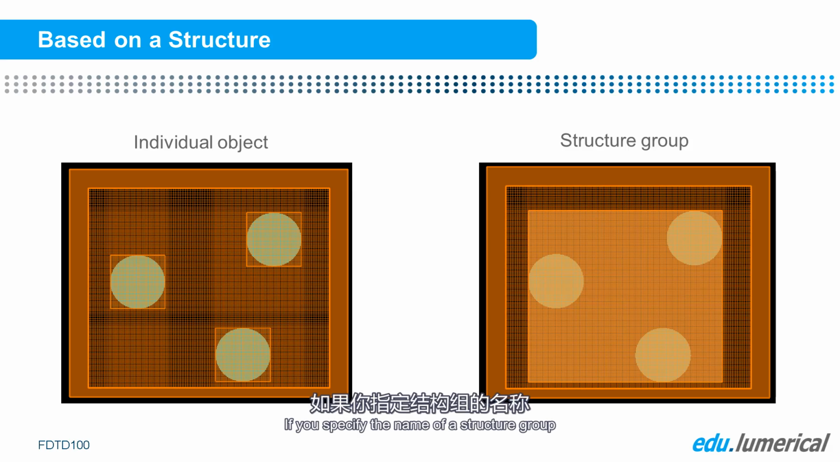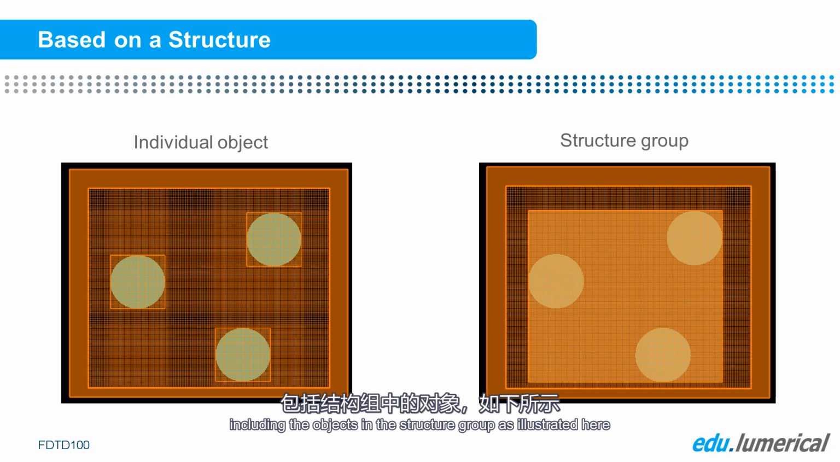If you specify the name of a structure group, the mesh override settings will apply to the full span of the area, including the objects in the structure group as illustrated here.